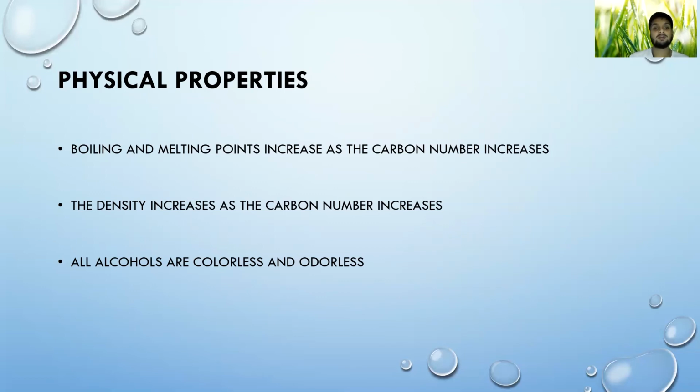For physical properties, you will find that the melting point and the boiling point increase as the carbon number increases. So basically, pentanol will have a higher boiling point compared to butanol, propanol, ethanol, and even methanol. It is similar for density. The density of methanol will be lower than ethanol. Ethanol will have a lower density than propanol. Propanol will have a lower density than butanol, and butanol will have a lower density than pentanol, and so on.